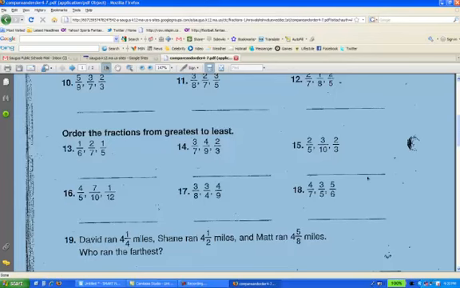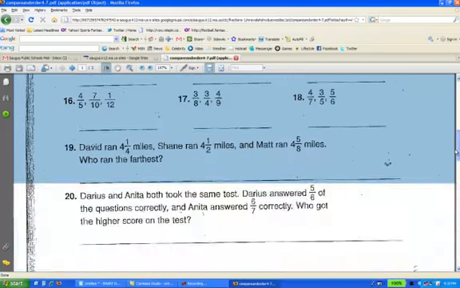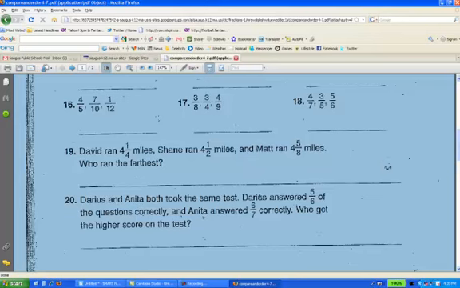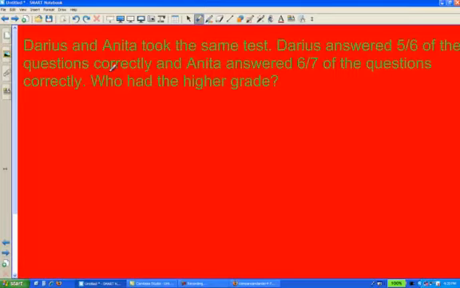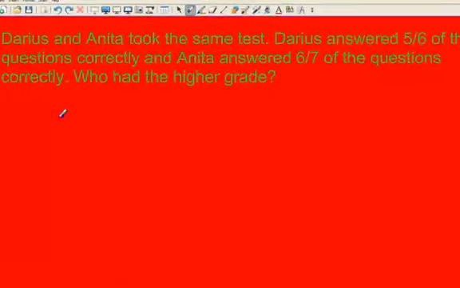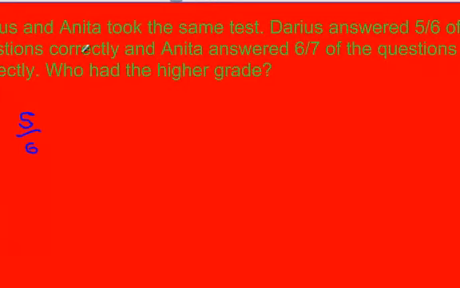It's right there. And then I also did number 20 here. It says Darius and Anita both took the same test. Darius answered 5/6 of the questions correctly, and Anita answered 6/7 correctly. So who got the higher score? So here it is. This is number 20 from the homework. And Darius answered 5/6. So all you're doing is comparing 5/6 and 6/7.